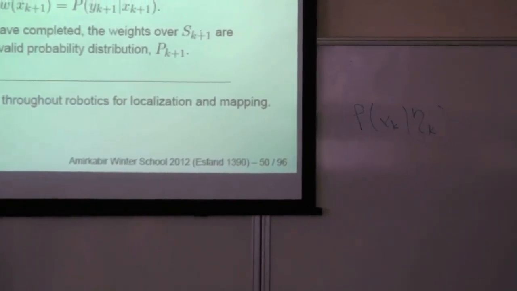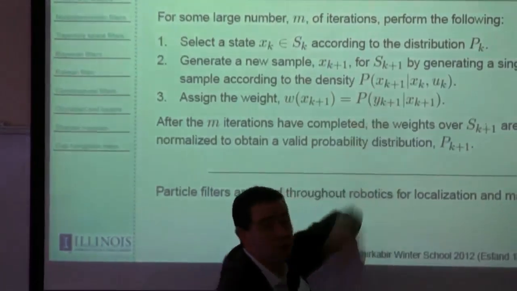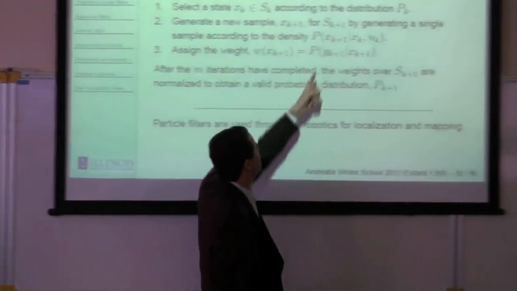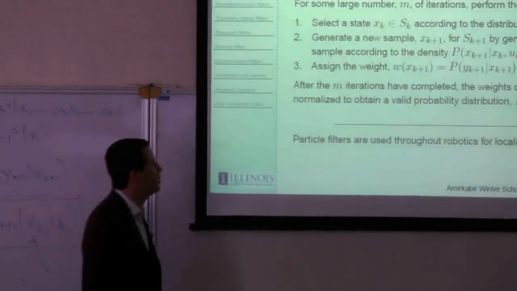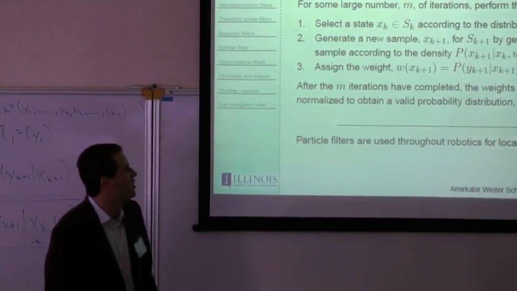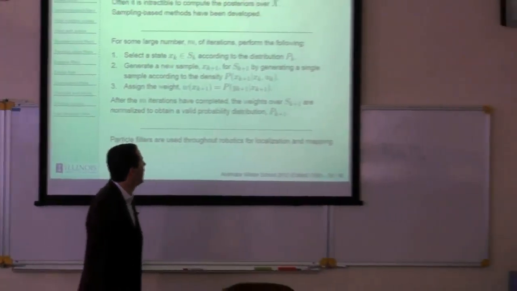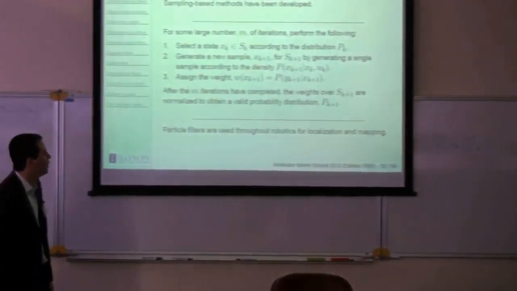And then I want to generate a new sample set S sub k plus 1 for the next step. The way I do that is I generate each sample according to this density here, which is p of x_{k+1} given x_k, u_k. And then we assign some weight to the sample. These samples have weights associated with them in addition, and that uses the sensing model for that. So that's p of y_{k+1} given x_{k+1}.